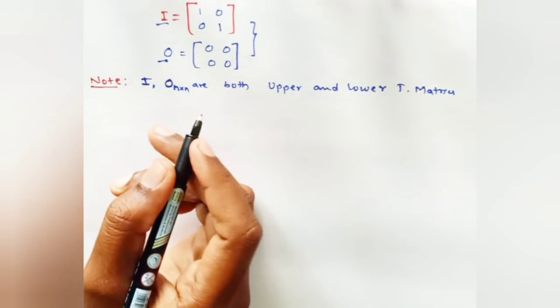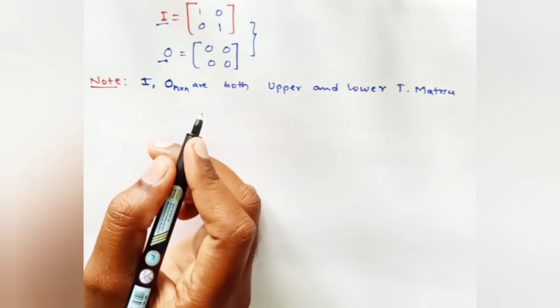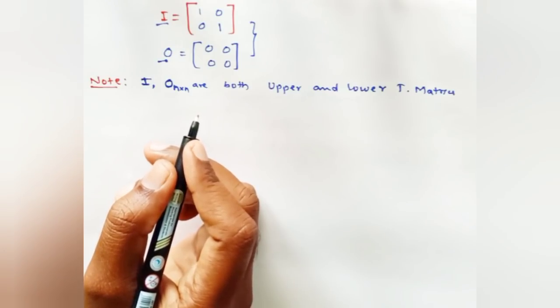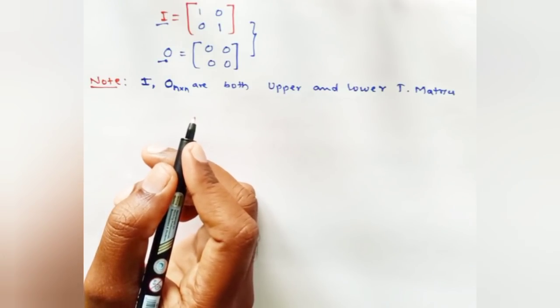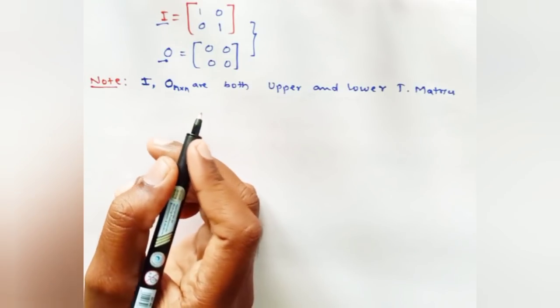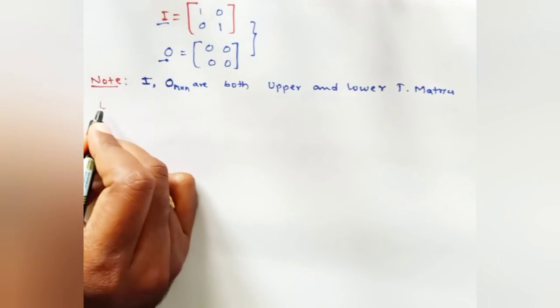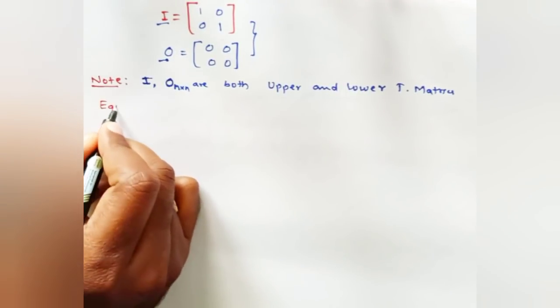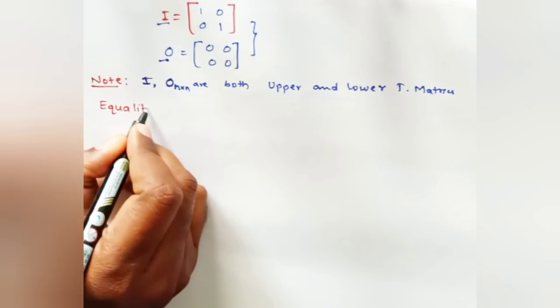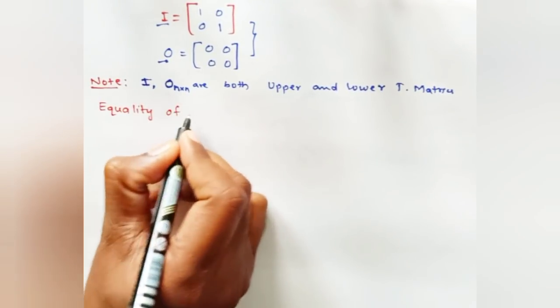So these are the 8 types of matrices. We will see some more types of matrices in higher classes. Now we will see equality of matrices.